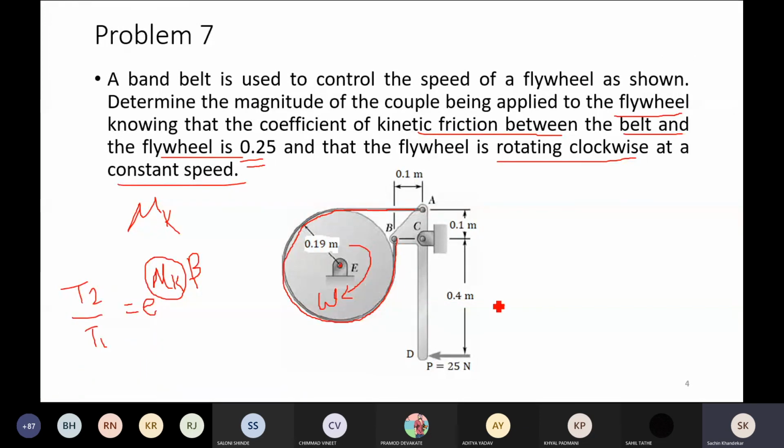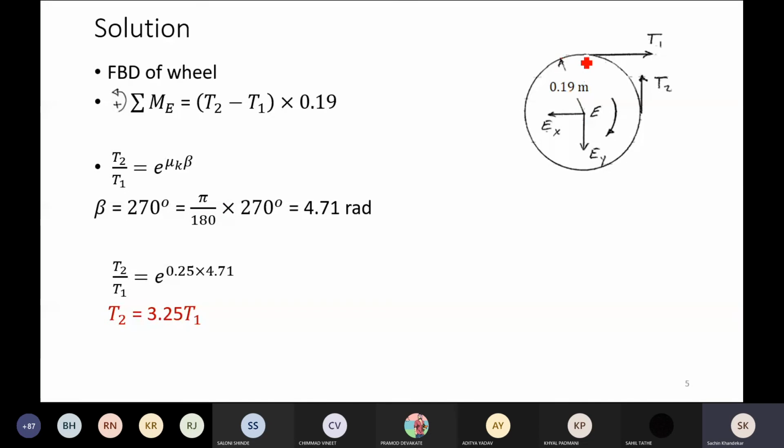Okay, fine. So here, first of all, we are going to draw the free body diagram of the flywheel. Only flywheel, please note that. And here we are neglecting the weight of the flywheel. Even if you want to show, fine, you can show, and of course it is acting through its center of gravity. So suppose capital W is the weight of the flywheel.